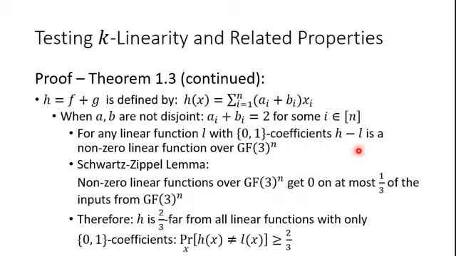So what that gives us when we look at this is h minus L is a non-zero linear function. It's not the identity 0 function. So we can use the Schwartz-Zippel lemma and understand that h has to be 2/3 far from all linear functions like L here with only 0, 1 coefficients. So that would be L for us, and therefore the probability of h of x being different to L of x is at least 2/3. Okay, so h is 2/3 far from all linear functions with 0, 1 coefficients.